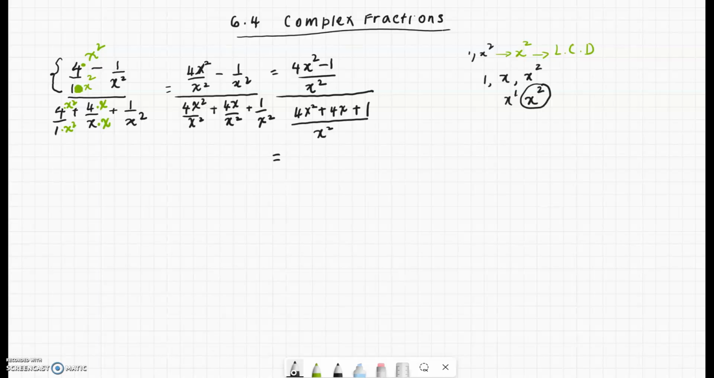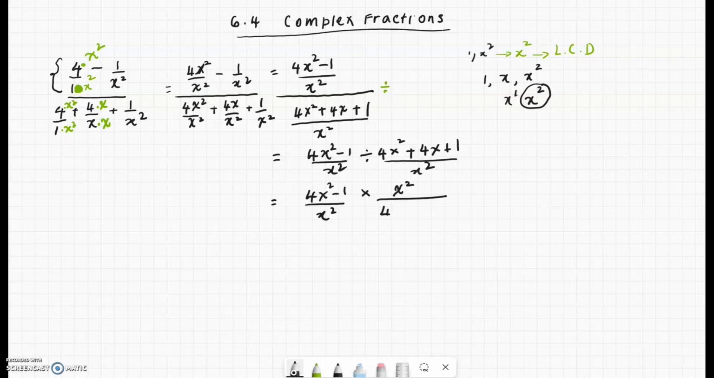Now we use the division method. So we get 4x squared minus 1 over x squared. And now that is divided by 4x squared plus 4x plus 1 over x squared. Division changes to multiplication, and we need to flip the fraction on the right. Change it, and then this rational expression needs to be flipped. It's x squared over 4x squared plus 4x plus 1.